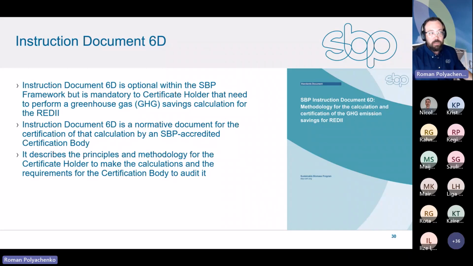So as there will be more interest and this standard will start to be used, we are planning to develop a detailed training and some additional guidance and instructions on this particular instruction document and standard 6.